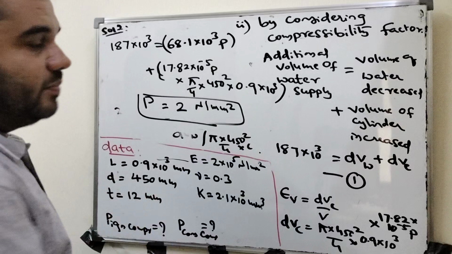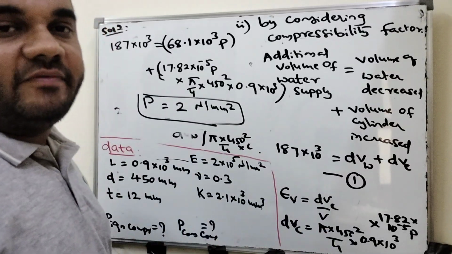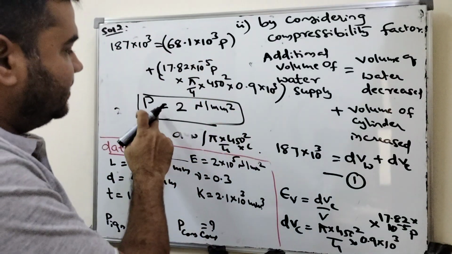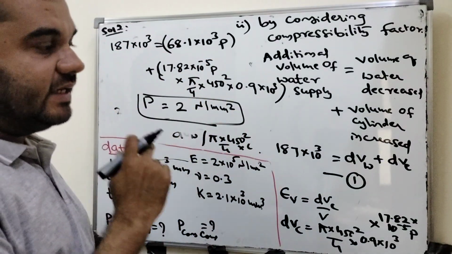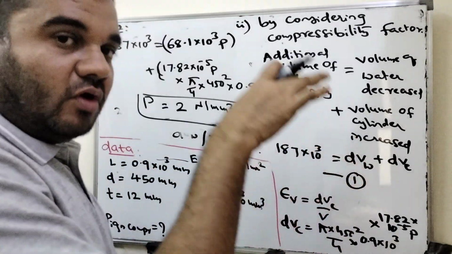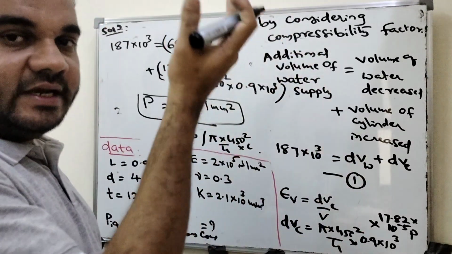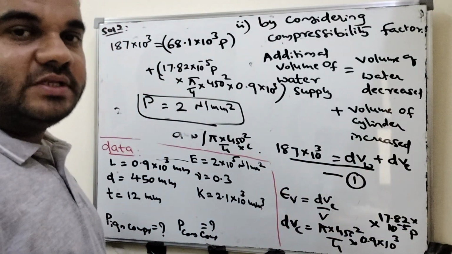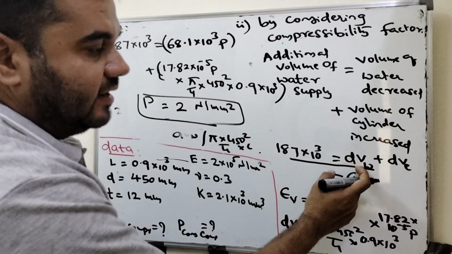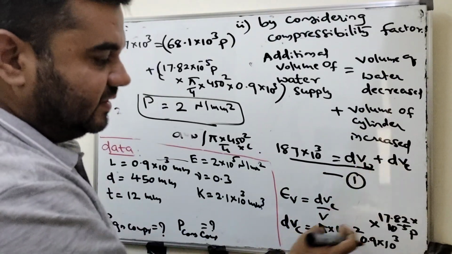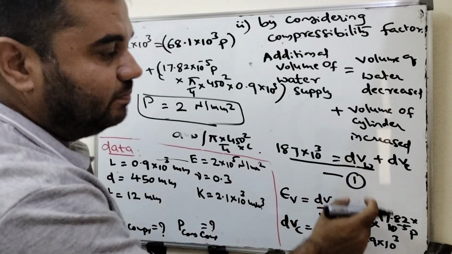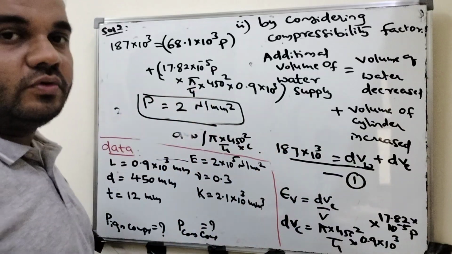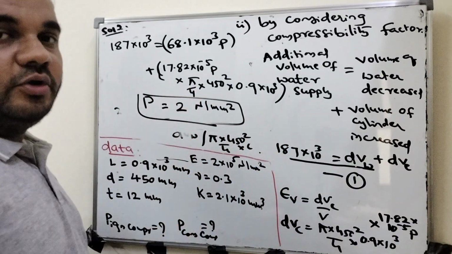Okay, this is the pressure considering the compressibility factor. The first one we calculated without considering compressibility; now this is with considering compressibility. You have to apply both the volume of water decreased and the volume of the cylinder increased at a time, with this equation equal to the total volume of water supplied to the cylinder. I told you how to calculate the volume of water decrease and the volume increase of the cylinder. Calculate both, substitute in terms of P, and the left side is the given value. So finally you will get P equal to 2 into 10 raised to 2 Newton per mm square.